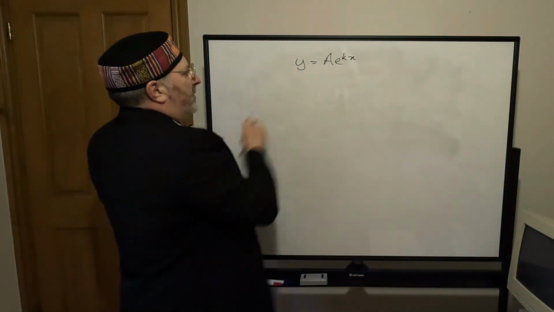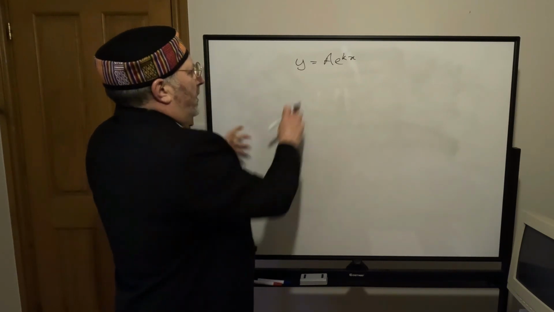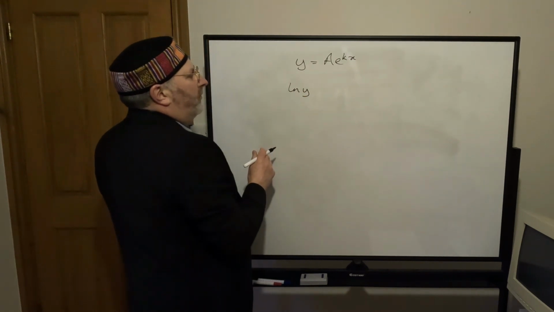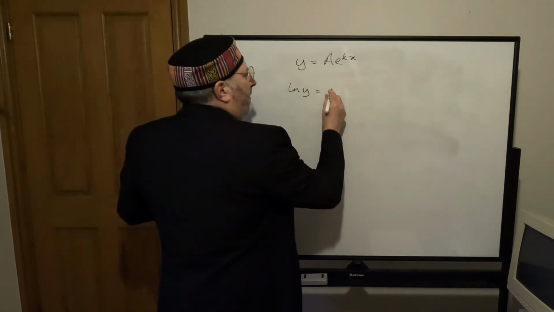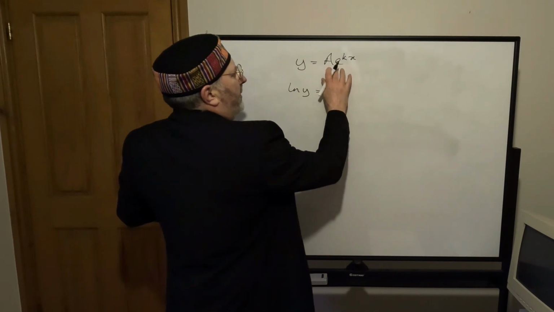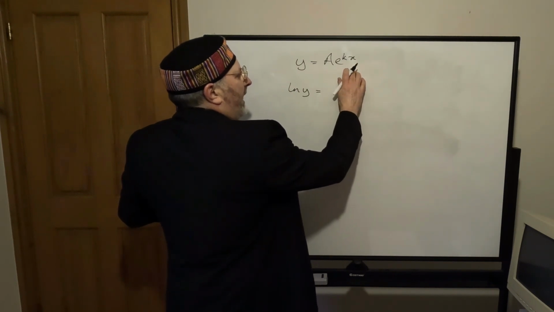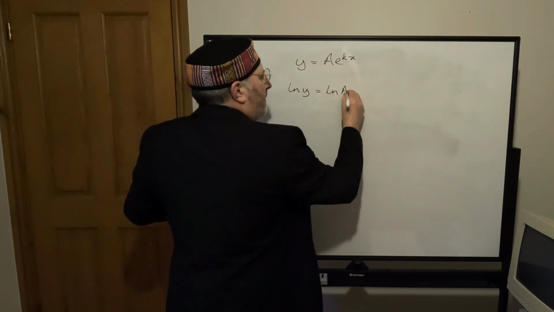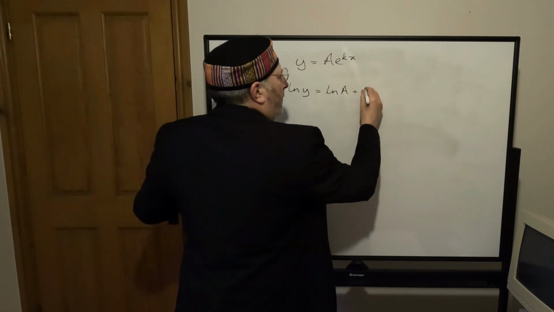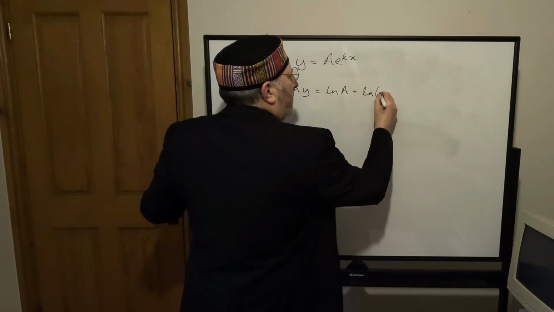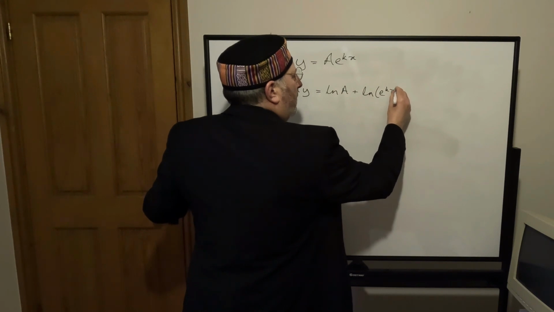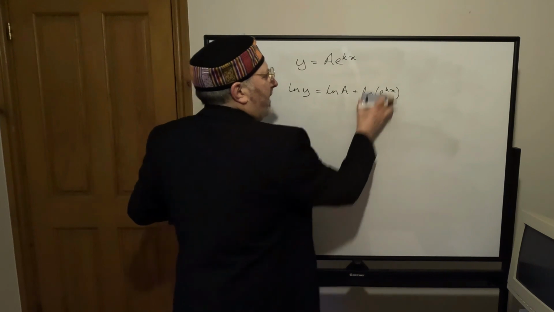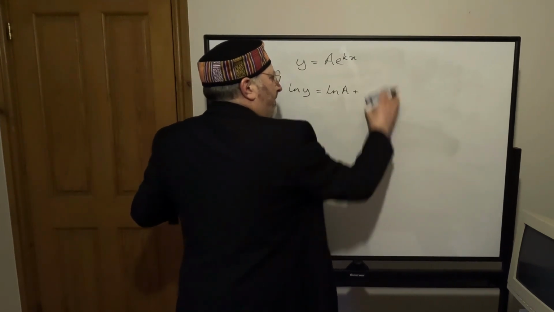Okay, so going back to this then, the reason I've mentioned this is because we're going to use that here. So let's take the logarithms of both sides. So on one side we've got the logarithm of y. That's going to be equal to the logarithm of a times e to the kx, which is going to be the logarithm of a plus the logarithm of e to the kx. Well, by the definition of the logarithm, the logarithm of e to the kx is just kx.